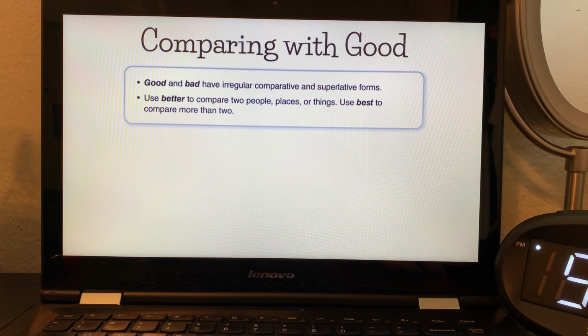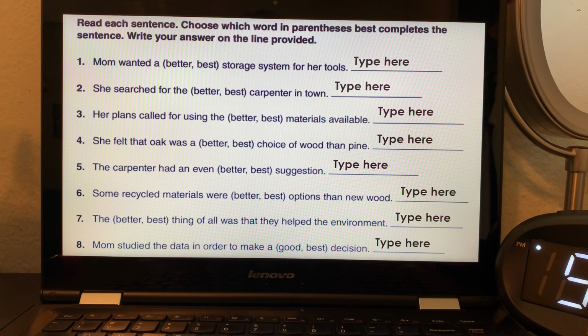Let's look at what you're going to be doing today. I'm going to do one problem for you to help you out. Your directions say to read each sentence, choose which word in parentheses best completes the sentence, and then write your answer on the line provided.